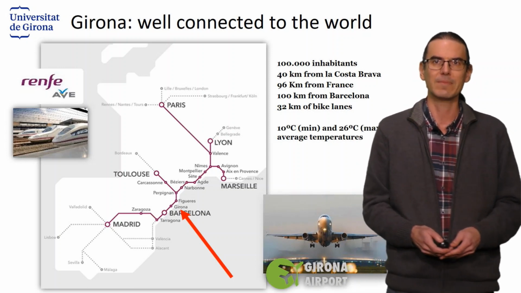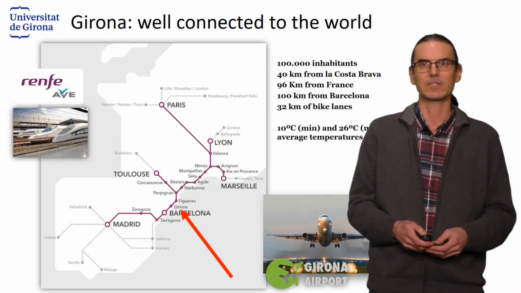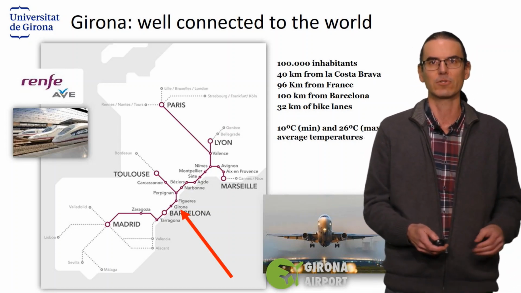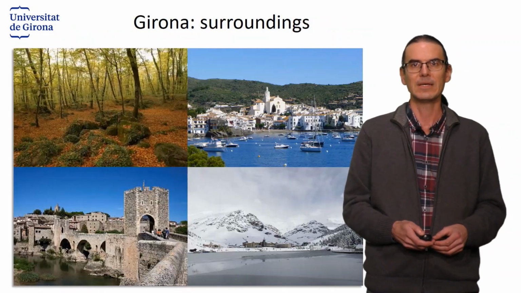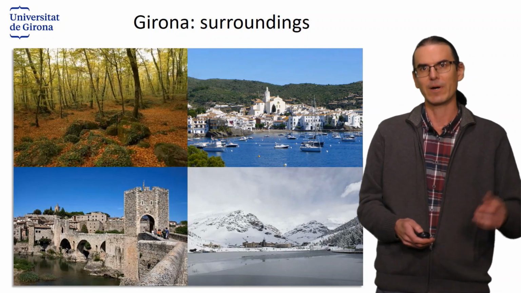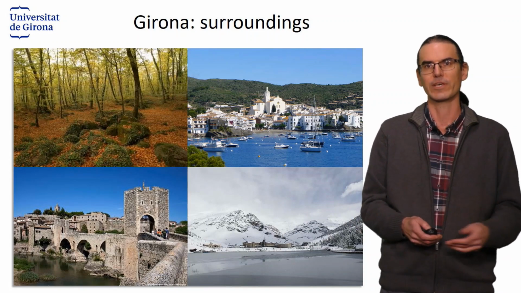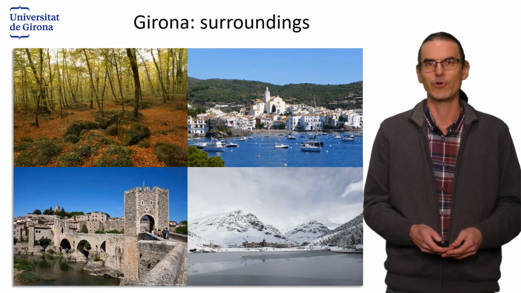Girona, as you can see on the map, is close to the sea, close to a big city like Barcelona, and also close to France. It has very good train connections and also a small airport that you can use to connect to different cities in Europe. As I said before, there are plenty of beautiful places to visit, the sea part, Costa Brava. We also have the mountains. If you like to ski, there are the Pyrenees at a short distance, and plenty of small villages to enjoy.